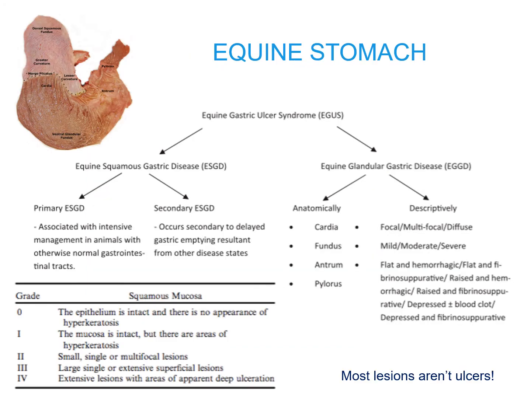So when we look at the stomach with a camera, we talk about two different areas of the stomach and we talk about two different types of disease. We used to talk about all gastric lining diseases as being equine gastric ulcer syndrome. We don't tend to use that term anymore. We tend to divide all the lesions into either equine squamous gastric disease or equine glandular gastric disease.